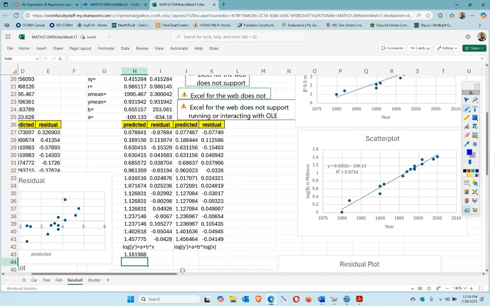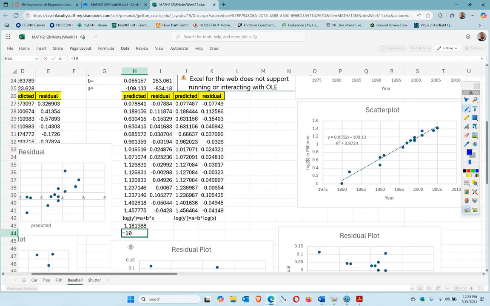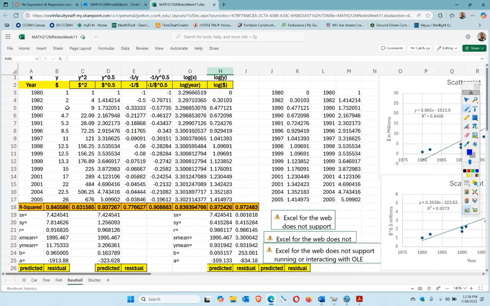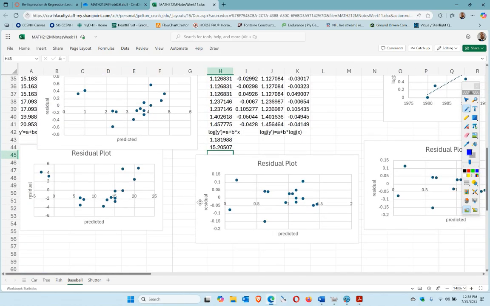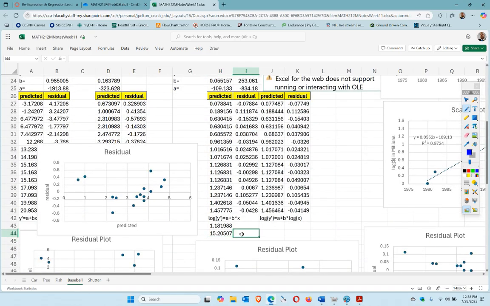Okay, but if I do that, that's the log of y. So to get rid of the log, I need to do equals 10 to the power of this, right, to get rid of the log. And that is 15.2, and these are millions of dollars. So year 2000 is about in there. That makes sense, between 15 and 17. Millions of dollars, right? All right, so let's go to here.